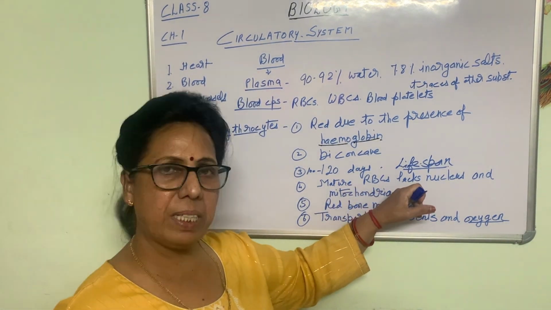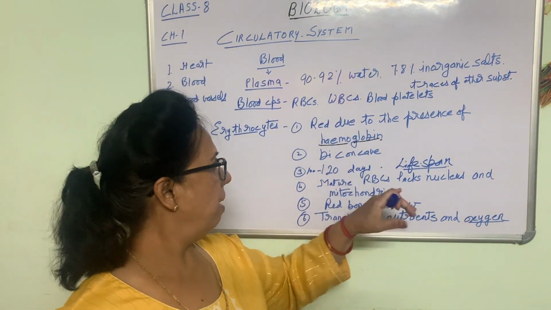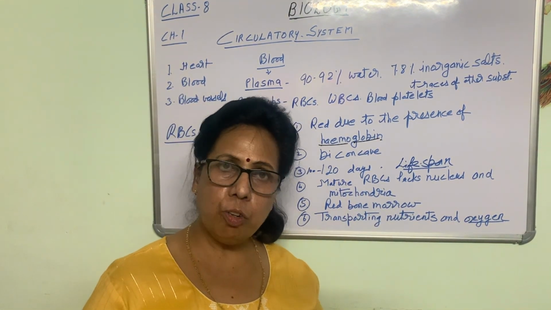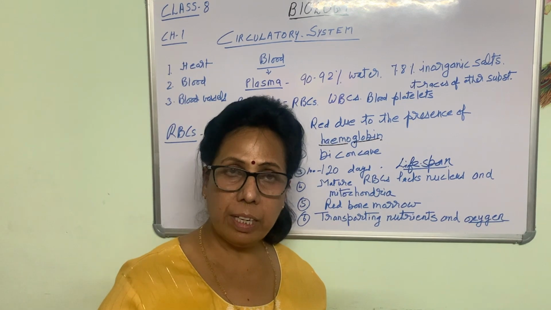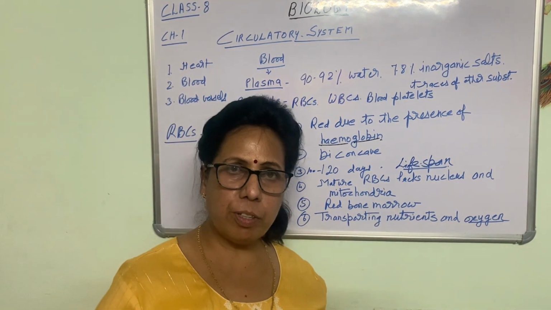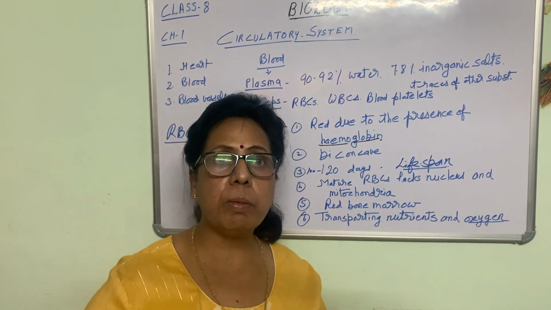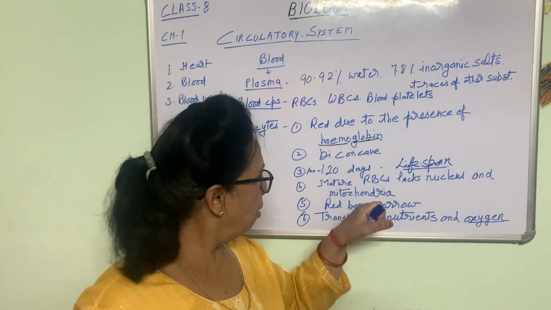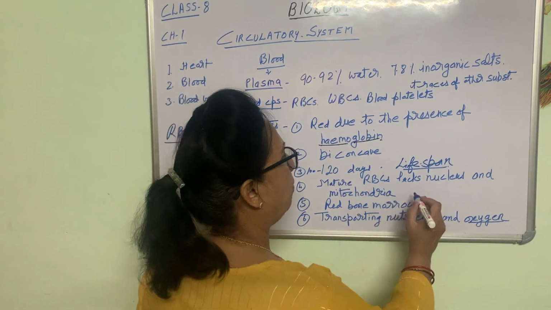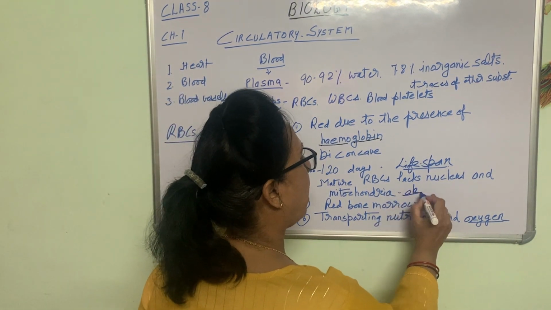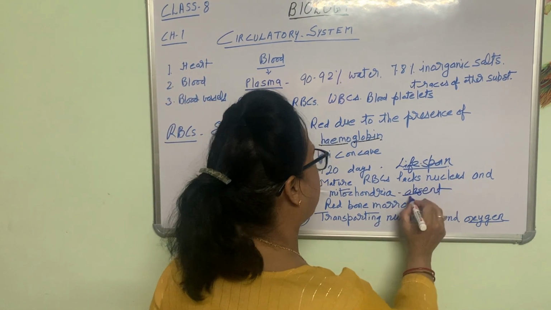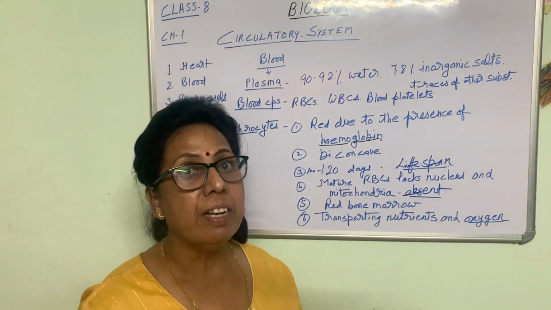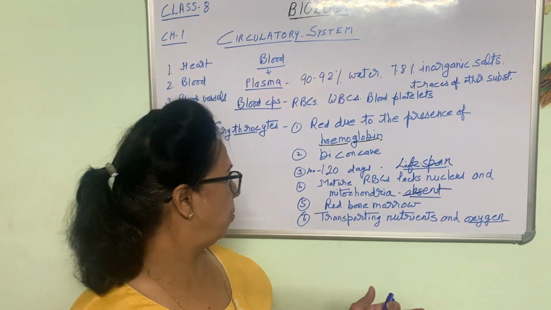So the mature RBCs are present, so the lifespan is less. And mitochondria are also absent. Why? As you know, mitochondria are the sites of respiration. If they had mitochondria, they would start respiring, then how would they be able to transport oxygen? As they have to transport oxygen, mitochondria are absent. They should not consume oxygen; they are supposed to transport oxygen.